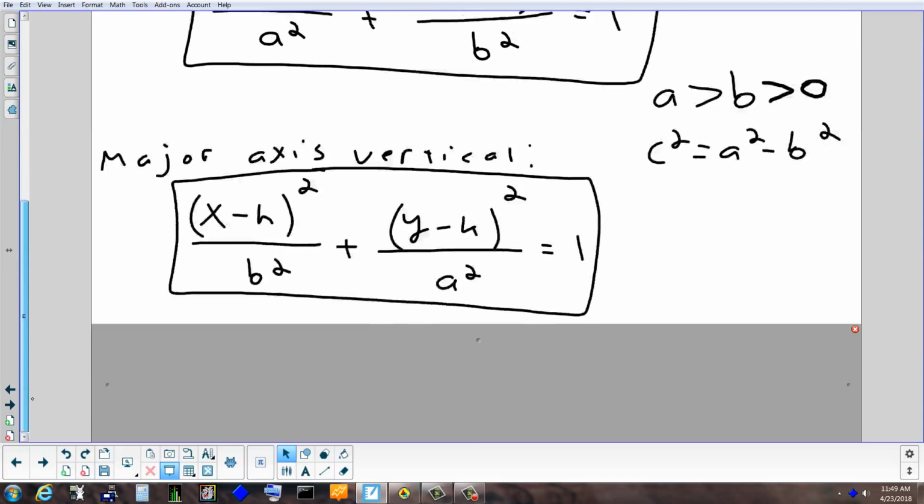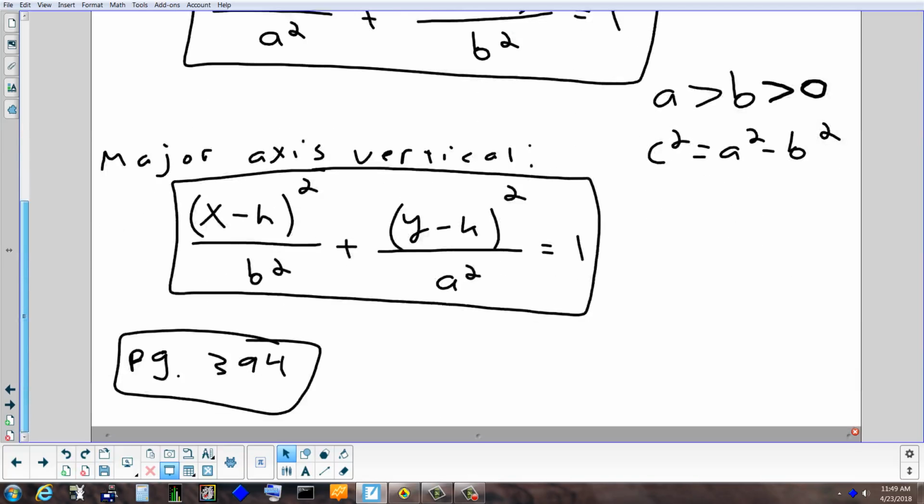Did I write the page number? Yeah, it's all on page 394 in your packet.